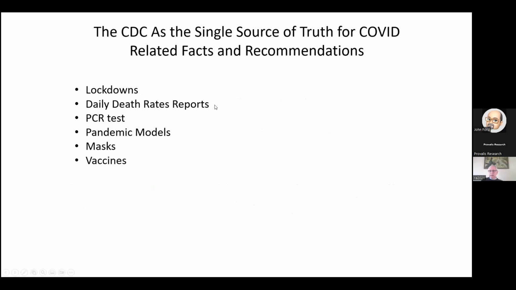It gave daily death rate reports, PCR tests, for this is dealing with COVID, pandemic models, mass vaccines, and the like. And personally, I was very much involved. I started out very much against any of the lockdowns because I'm an economist. And I put out webinars on my own, tried to with city managers saying, look, there's a thing called the Preston curve that says that if you shut down an economy, your death rates are going to increase.